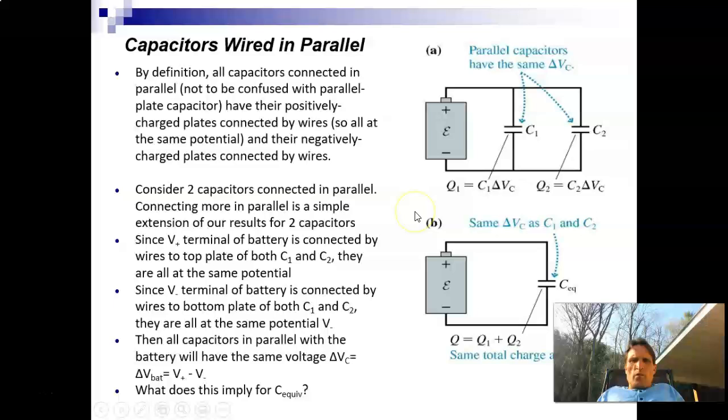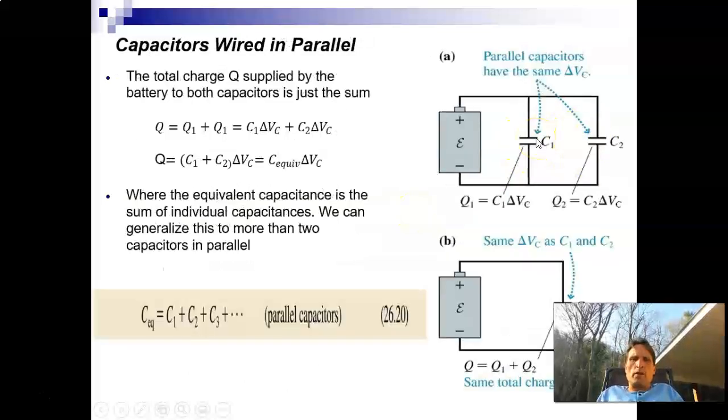Okay. So what does that imply in terms of the capacitance, or the ability to store charge, if we wire two of them up in parallel? Well, if Q is the total charge supplied by the battery to both of them, this should be Q1 plus Q2, typo, I'll fix it. And then we plug in what Q1 is.